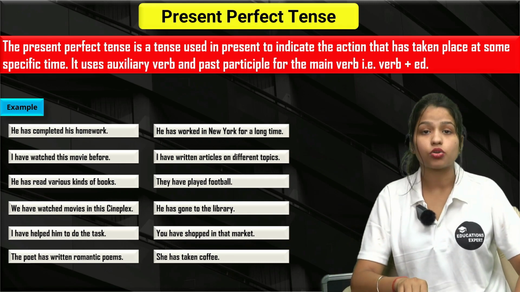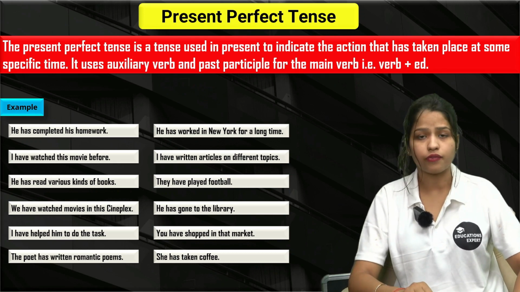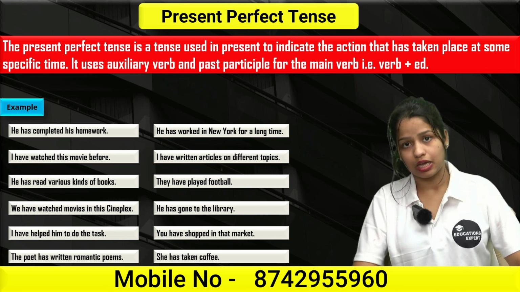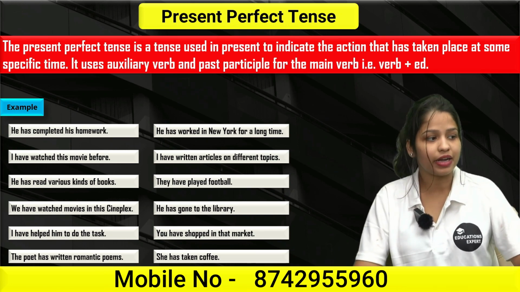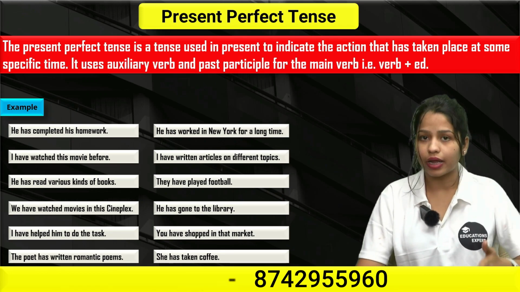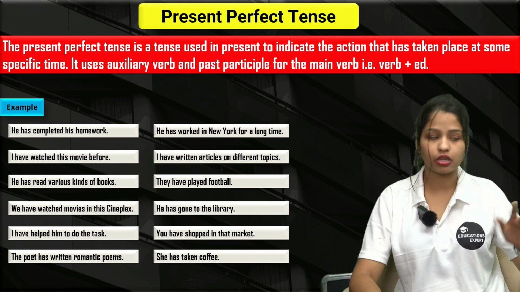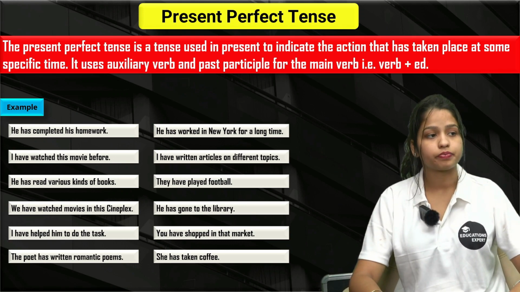The poet has written romantic poems. Now you must be thinking that we have not used ed. I'm saying that generally we use ed, but where it should not be used, how can we use it? The third form of write is written: write, wrote, written. So written would be the correct one. The poet has written romantic poems.